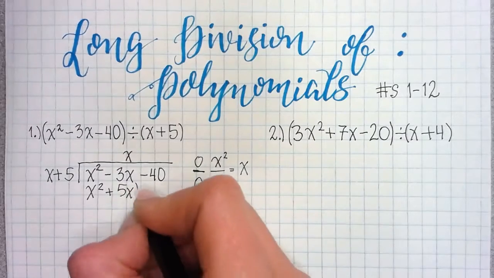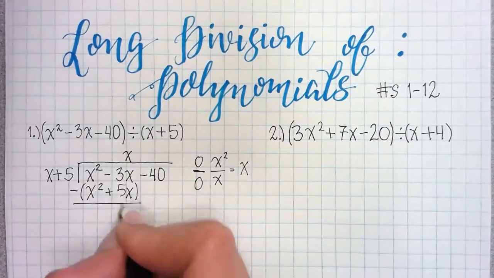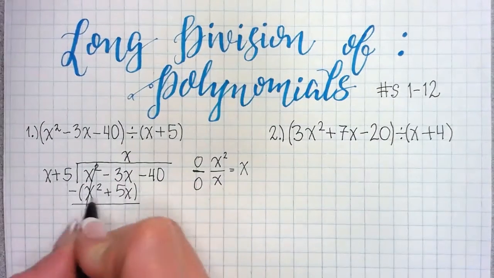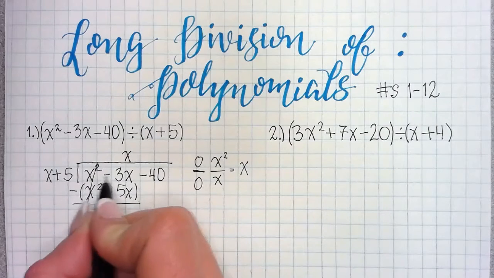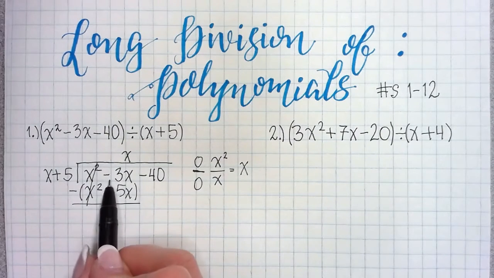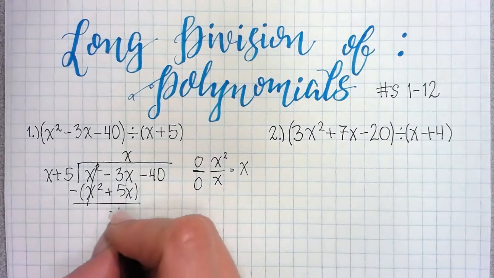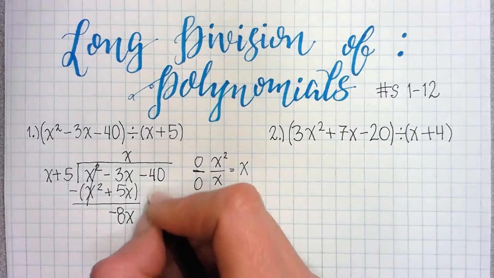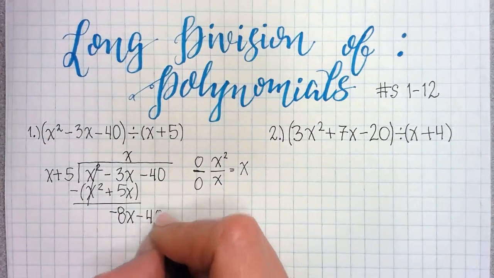Now I say this phrase every time. Parentheses, minus sign, underline, cancel. I never distribute inside and write it down. I do it in my head, so I know what the original problem was if I go back to check something. So I have negative 3x minus 5x, which gives me negative 8x. I drop down the next term, minus 40.